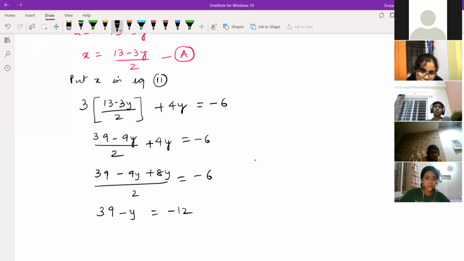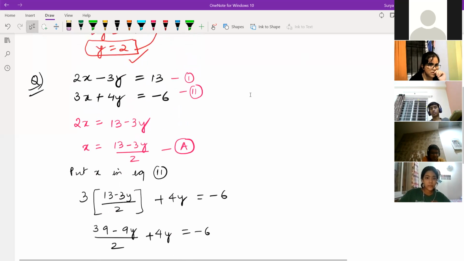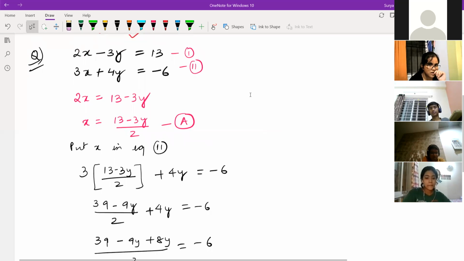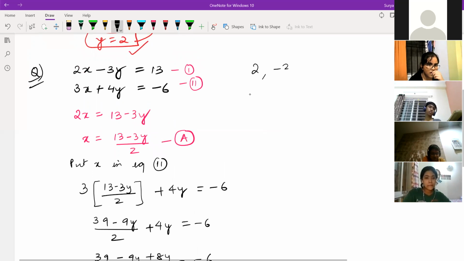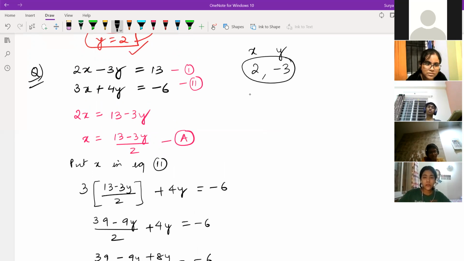This is coming out wrong. 3 into 13 minus 3y, okay. 39, 9y divided by 2, 8y, okay, this will go this side. So why is such a big answer coming? Wait, let me check. If you put x as 2 and y as minus 3: 2 2s are 4, and plus 9 is 13, correct? Again, 3 2s are 6, 6 minus 12 is minus 6. The answer is matching directly.